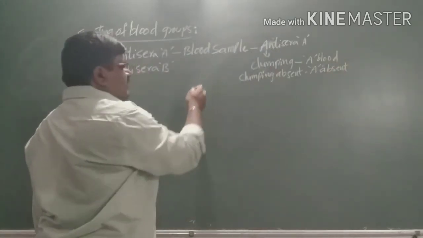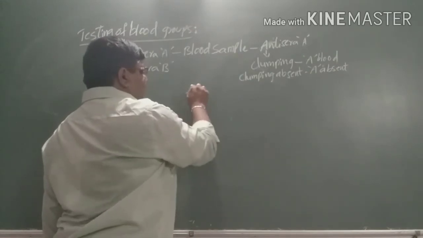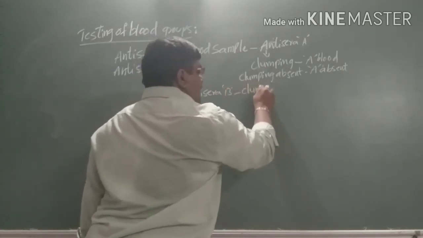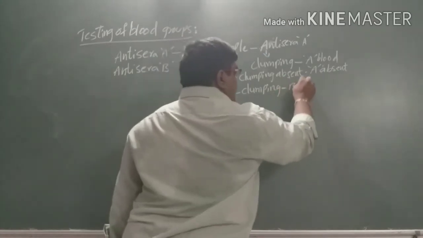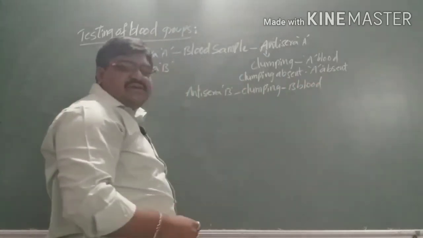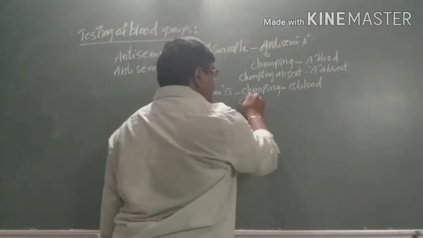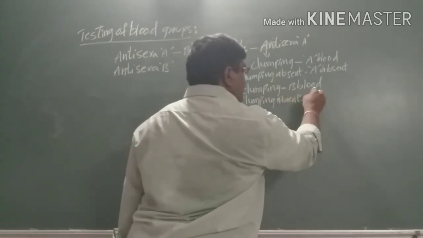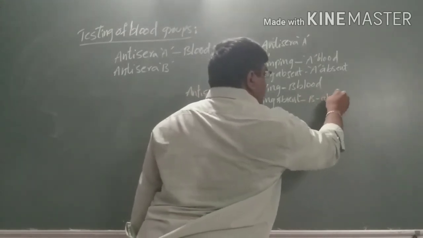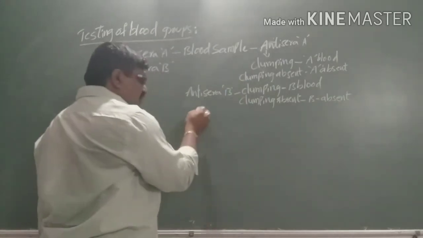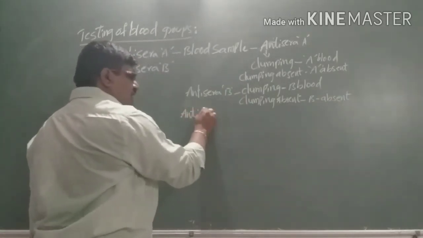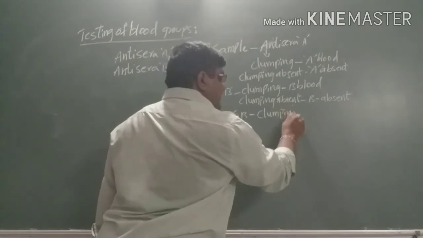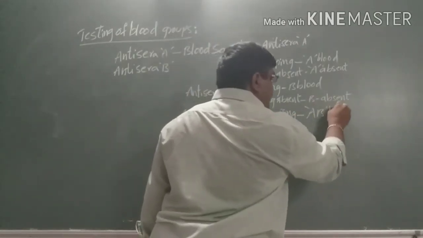Like this, if the sample is taken and anti-sera B is added, and clumping takes place, we can call it B blood group. If clumping is absent, then B blood group is absent. Likewise, if we add anti-sera A and B, and clumping takes place, then we can call it AB blood group.